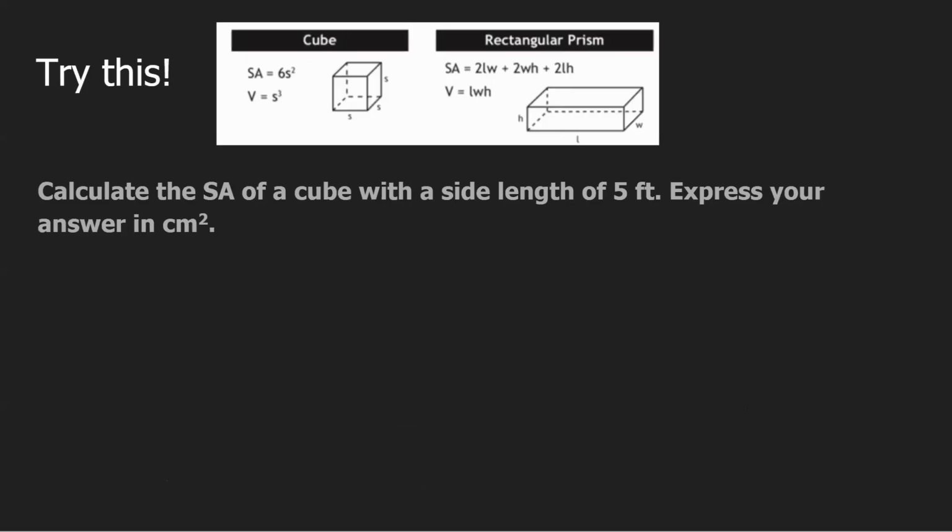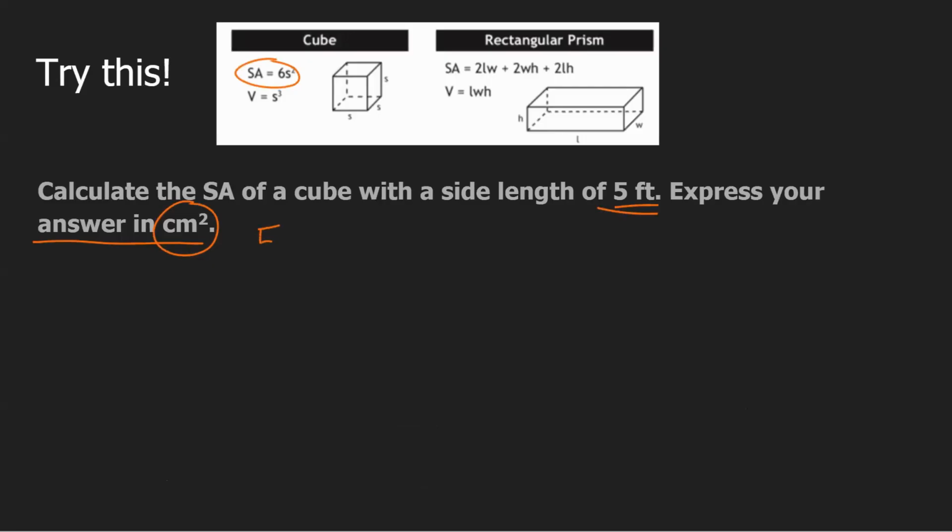So now we're going to do a few calculations. Over here, we want to calculate the surface area of a cube. Our formula is right up here. But keep in mind, read the question carefully. It wants the final answer in centimeters squared, which means that we first have to convert this side length, which is 5 in feet, to centimeters.